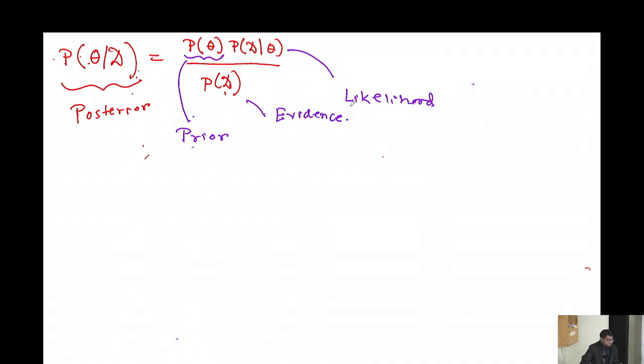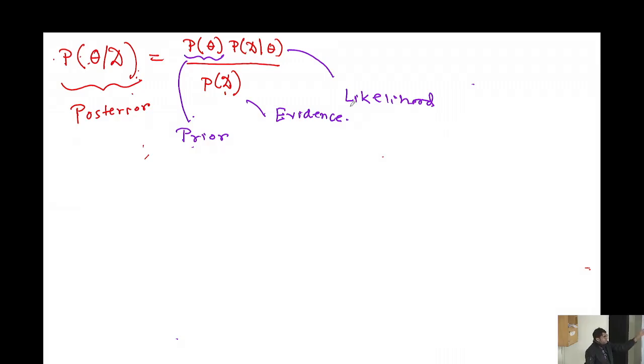I'm coming to that, that I will discuss next. Okay, so these are the terminologies. P of theta given D is known as the posterior. P of theta is known as the prior. P of D given theta is known as the likelihood. P of D is known as the evidence. Why are these names, and how will you know these things? Let us discuss that.